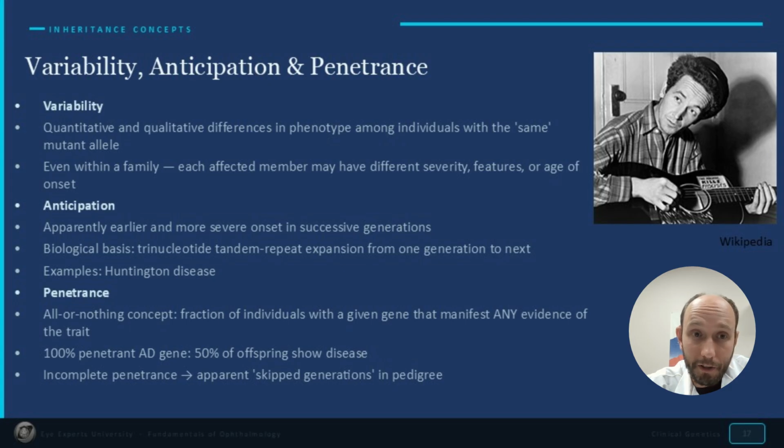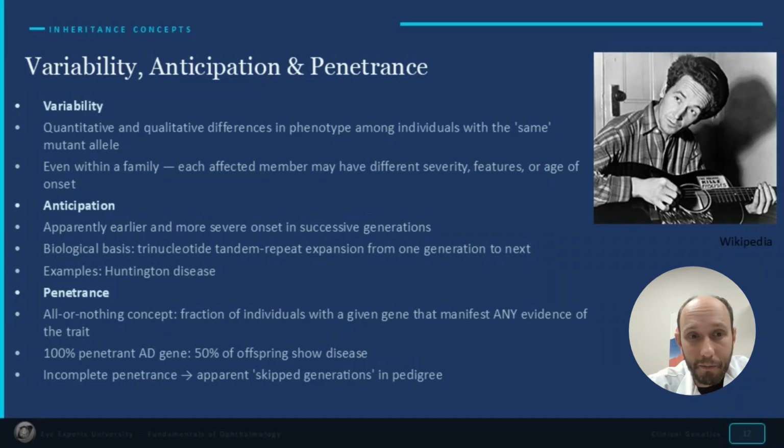Variability, anticipation, penetrance. Variability refers to the fact that just because someone has the same mutant gene doesn't mean that they're affected to the same degree. Even in families, when different children have the same disease, they may not have the same severity, and that is likely due to other gene combinations either trying to help out and compensate, or they have mutations of their own and make it worse.